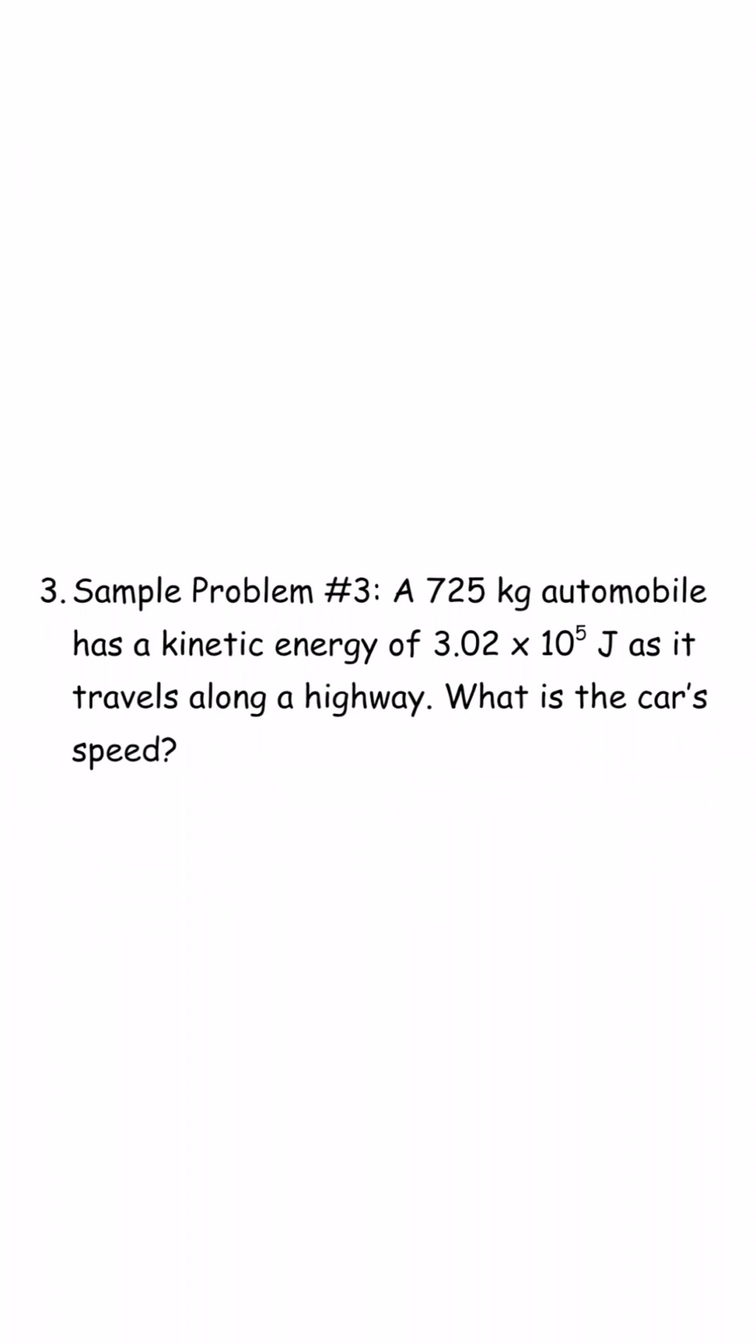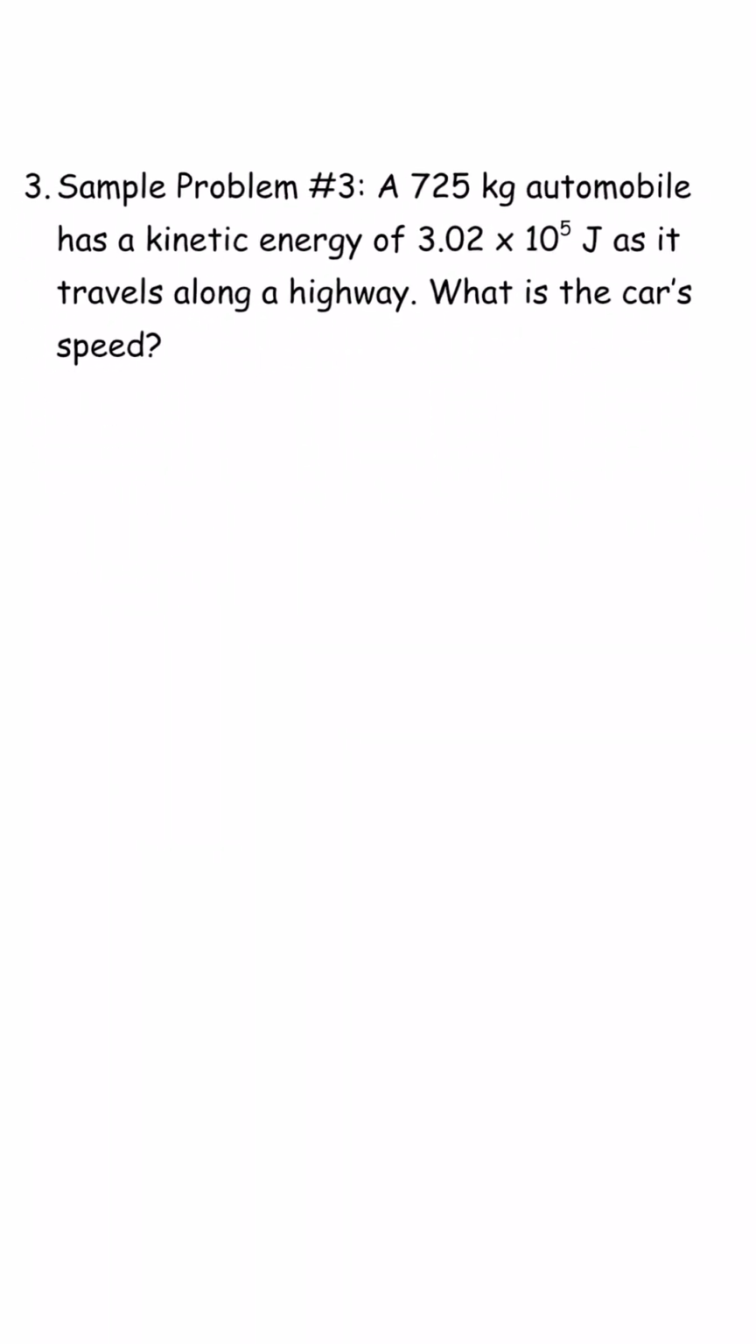All right, for sample problem number 3, a 725 kilogram automobile has a kinetic energy of 3.02 times 10 to the 5th joules as it travels along a highway. What is the car's speed? So this time we're solving for speed or velocity. Start out with my formula. Now I'm going to plug everything in.